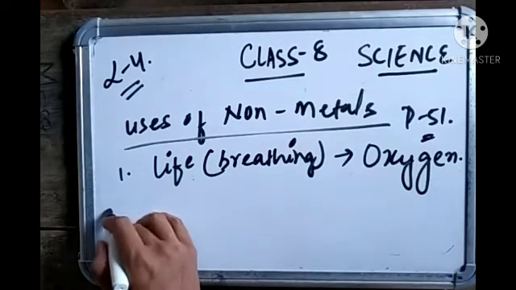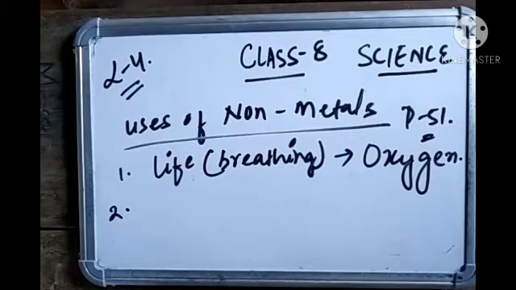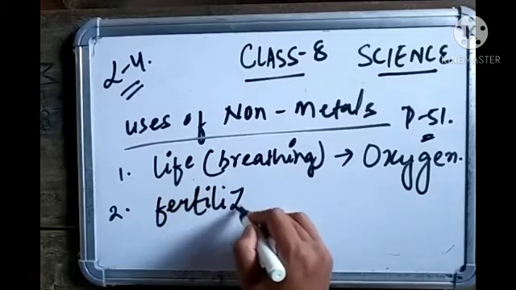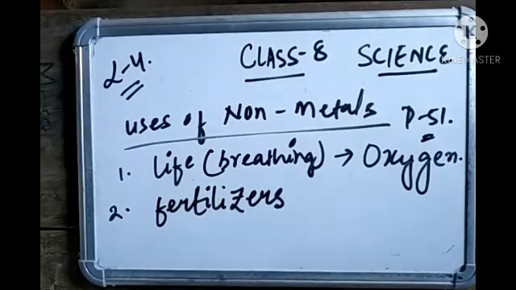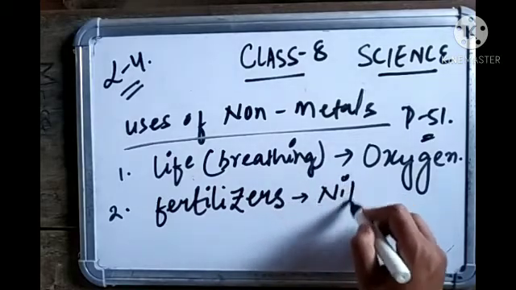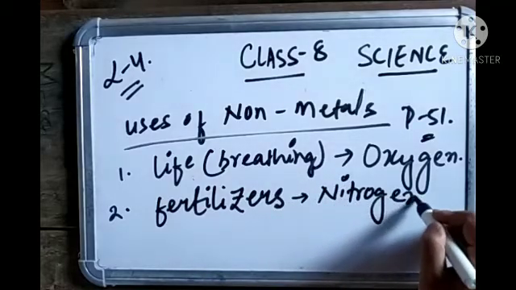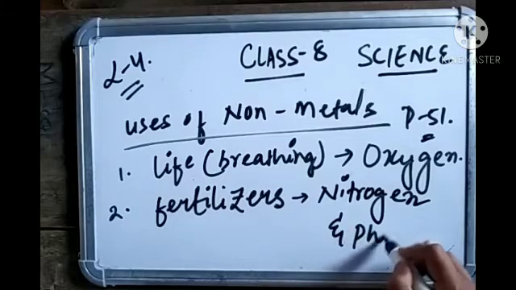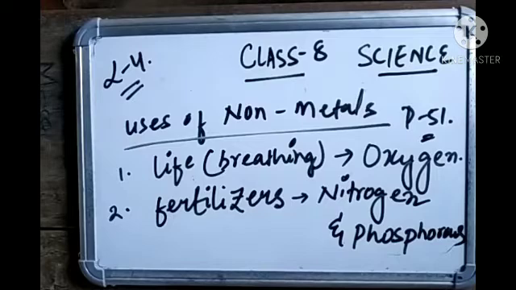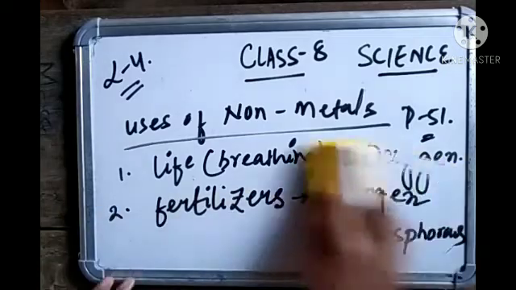Next point is non-metals used in fertilizers to enhance the growth of plants. Fertilizers, nitrogen and phosphorus. So nitrogen and phosphorus are used as fertilizers for the growth of plants.